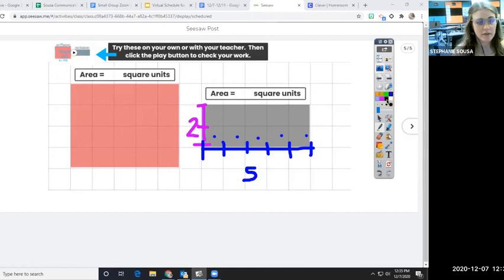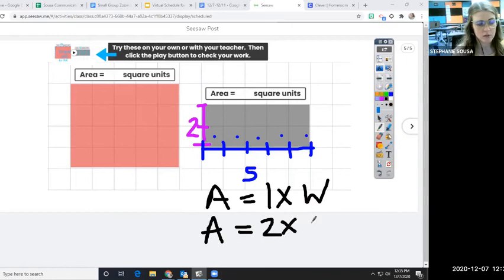So I could write this as a multiplication equation of area is equal to length times width, or area is equal to 2 times 5. This would give me an area of 10 square units.